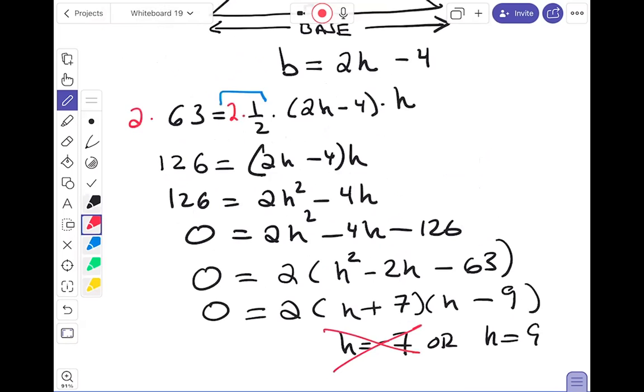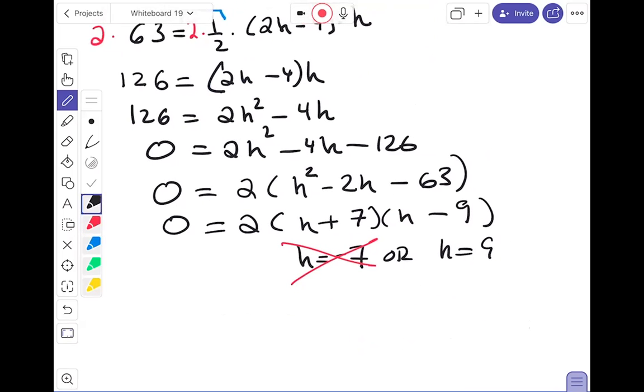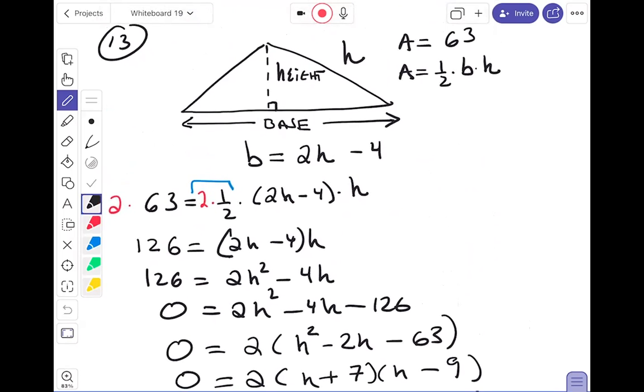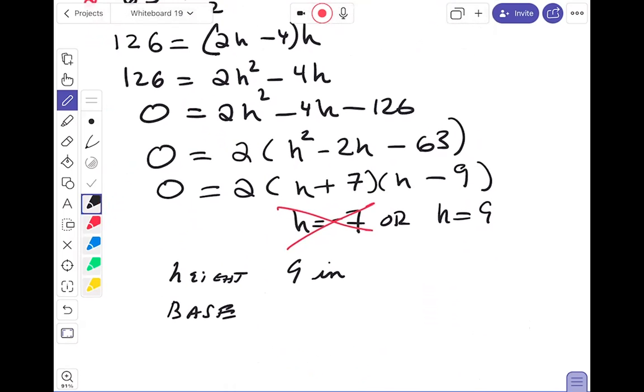I'm going to put this over here for you. Whoops, sorry about that. So the height is 9. Now go back and read it, and they're talking inches. So 9 inches. Now what's the base? Well, I got to go back to the original, and the base is twice the height minus 4. 2 times 9 is 18. 18 minus 4 is 14.